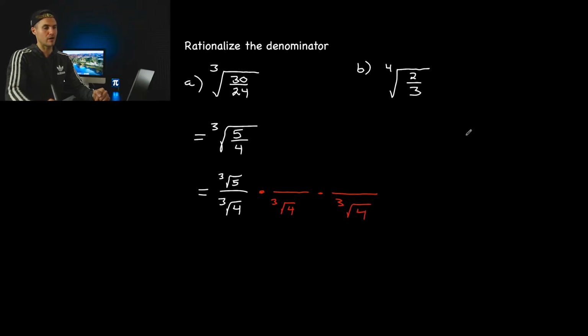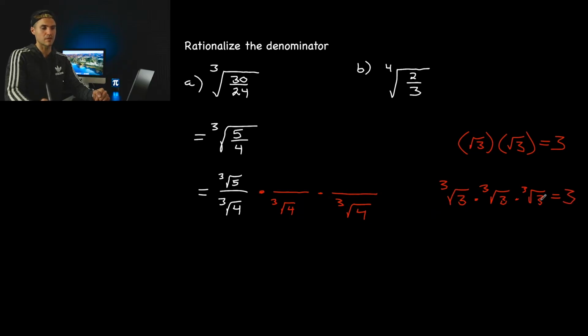For example, if you have the square root of 3, you just have to multiply the square root of 3 by itself once to get 3. However, if I had the third root of 3, I've got to multiply it 3 times in order to get rid of that third root, which would be 3 then. If this was the fourth root of 3, I would be multiplying it 4 times in order to get that 3. So that's what I'm doing here. I'm multiplying this third root of 4 three times in order to make it equal to 4 in the denominator.